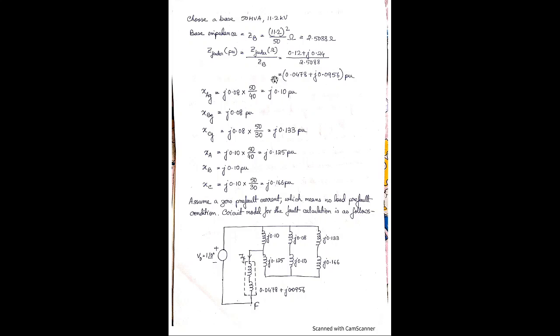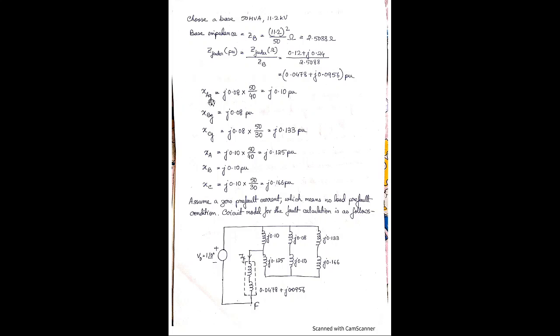Now what we are doing is we are applying the formula of converting one per unit value to a new per unit value, that is a per unit value which was calculated at a previous base MVA and base kV, and we convert it to a new per unit value at a new base MVA and new base voltage. So here as the base voltage remains the same, it will be 11.2 by 11.2, that will be 1. So we only have to take into consideration the base MVA.